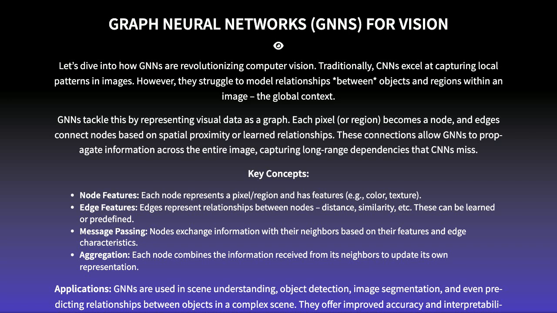We represent each pixel with features like its color, and then link related pixels together. The GNN then passes information between these connected nodes, learning how everything fits together. It's great for things like figuring out what's in a complex photo or identifying relationships between objects.